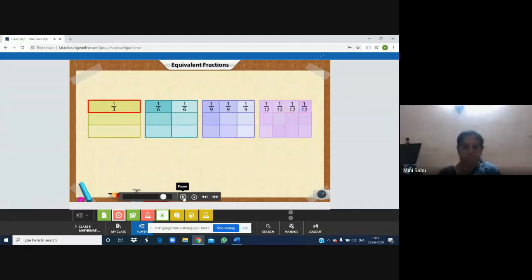This means that the fractions 1 upon 3, 2 upon 6, 3 upon 9 and 4 upon 12 represent the same part of a square or a whole.